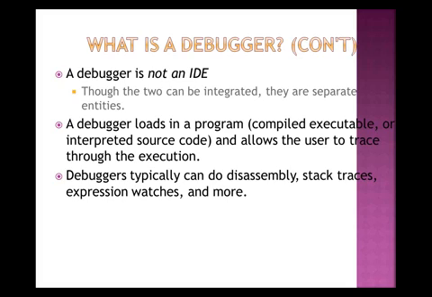A debugger loads in a program and allows the user to trace through the execution. As I told you, it is a technique that is used to debug errors. A debugger loads in any program, whether a compiled executable or interpreted source code, and allows the user to trace through the execution. Trace means finding the error through the execution. A debugger can typically do disassembly, stack traces, expression watches and much more. That is a debugger.